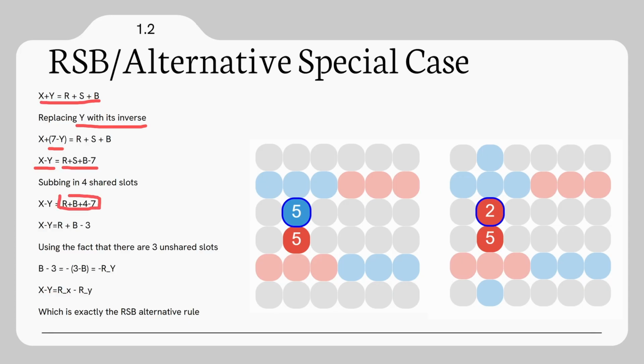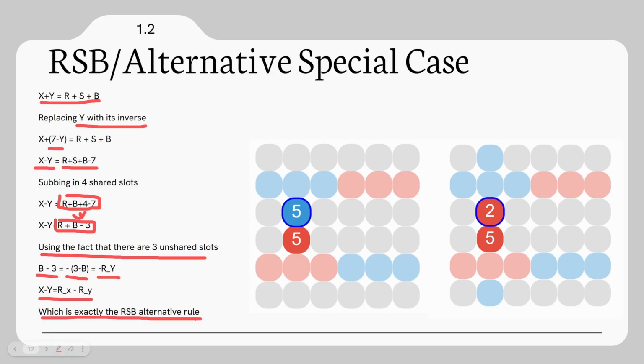This rule is only intended for 4 slots, because it's a special case, so we're going to sub in 4 slots here. And then 4 minus 7 is going to be negative 3. In this situation, there are 3 slots that are unshared. 3 minus the number of blues is the same thing as the number of reds. B minus 3 is the same thing as minus 3 minus B, which is the same thing as minus the number of reds.